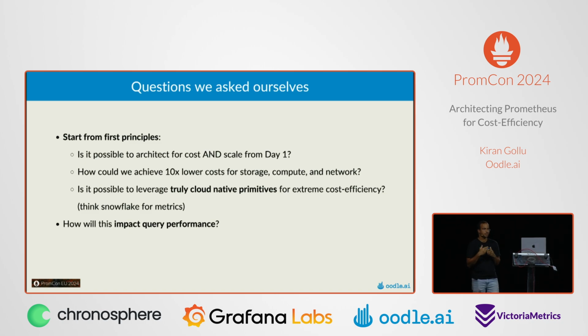If you were to start from first principles, is it possible to architect for cost and scale from day one? That was the question that we asked ourselves. And also, is it possible to get 10x more efficiency in storage, compute, and network? Is it possible to leverage truly cloud-native primitives, much like what we saw in the Snowflake and Databricks worlds in the data warehousing space? We were also curious about how this would impact the query performance.